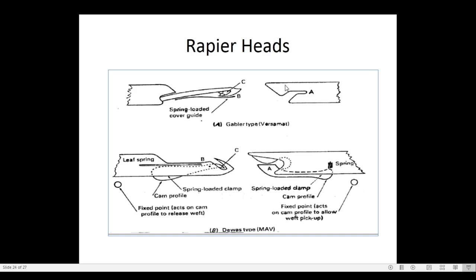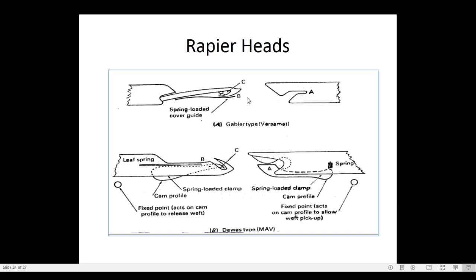But you see in the Gabler type of system, the heads are different. See here, this is the left hand giver type and this is the taker type. In the giver type, only the A part is there. So this comes inside here, the weft is held here like this, so it will form the hairpin. This A part forms the hairpin only up to the center of the machine, and the other half has to be set by the taker.